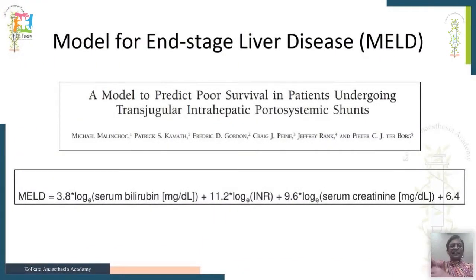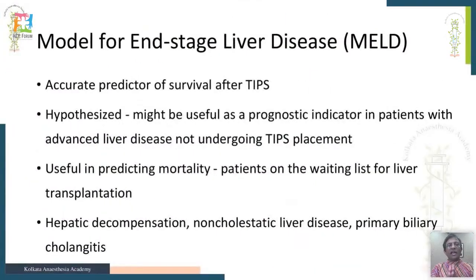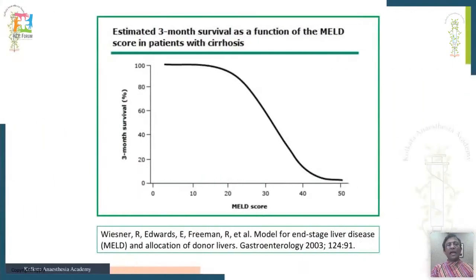If you were interested in statistics, this is how the statistics has been worked on. They look into the log of the scores and they sum it up. It has been an accurate predictor for TIPS, and therefore it was hypothesized that it could be a good prognostic indicator in patients with advanced liver disease not undergoing TIPS, and useful in predicting mortality. And that's why it has been used to determine the waiting list for liver transplantation.